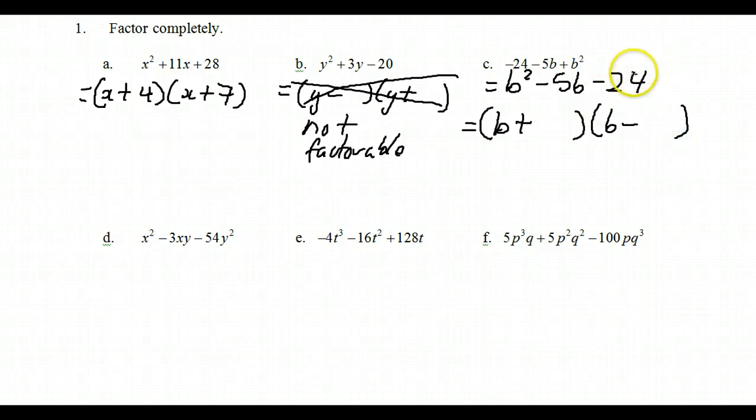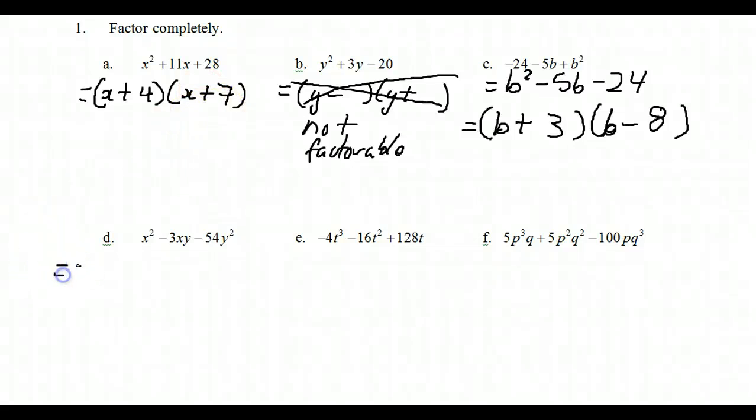Two numbers that multiply to 24, that's negative, so they differ by 5. The numbers are 8 and 3. The larger number is negative, so the 8 goes here, the 3 goes here. Now when you check, just do a quick FOIL. b squared minus 8b plus 3b is minus 5b minus 24. And I forgot to do that here. x squared plus 7x plus 4x is plus 11x plus 28.